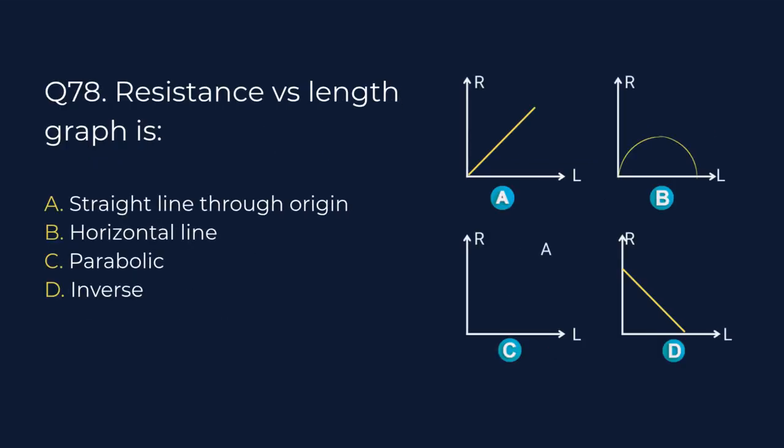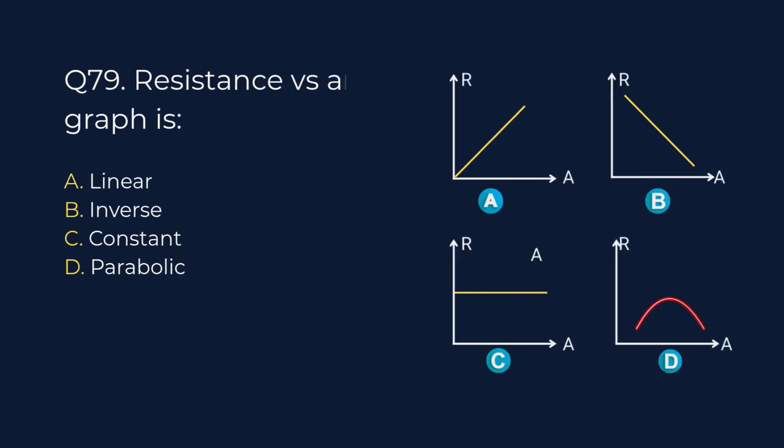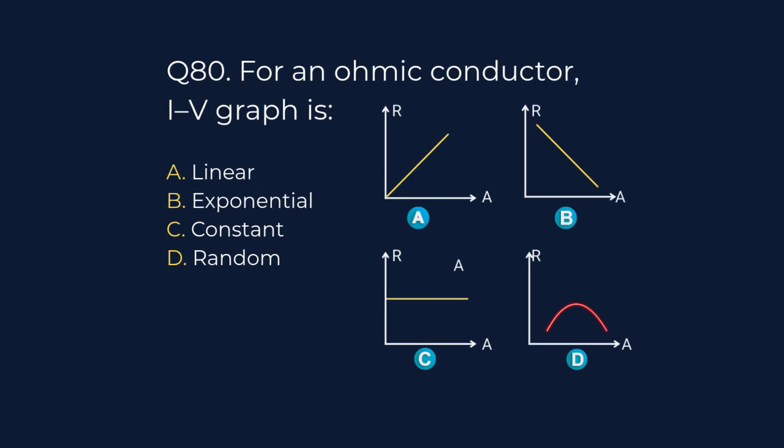Question 78. Resistance versus length graph is option A, straight line through origin. Option B, horizontal line. Option C, parabolic. Option D, inverse. Question 79. Resistance versus area graph is option A, linear. Option B, inverse. Option C, constant. Option D, parabolic.